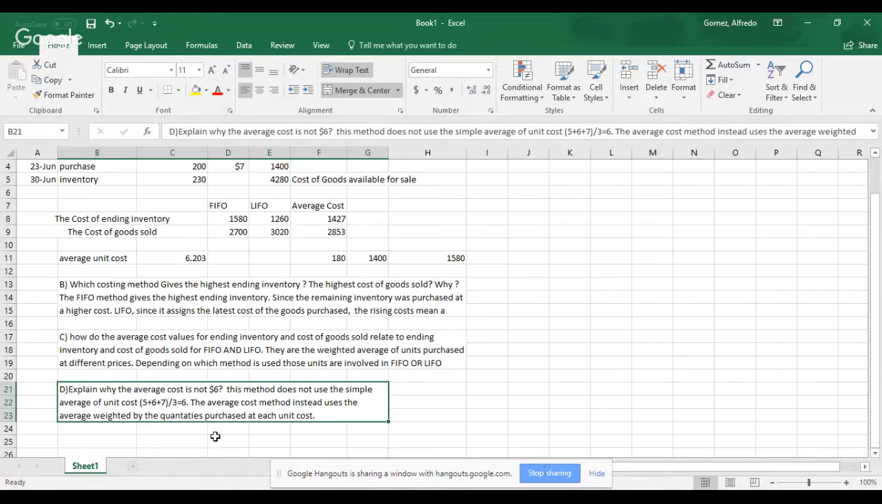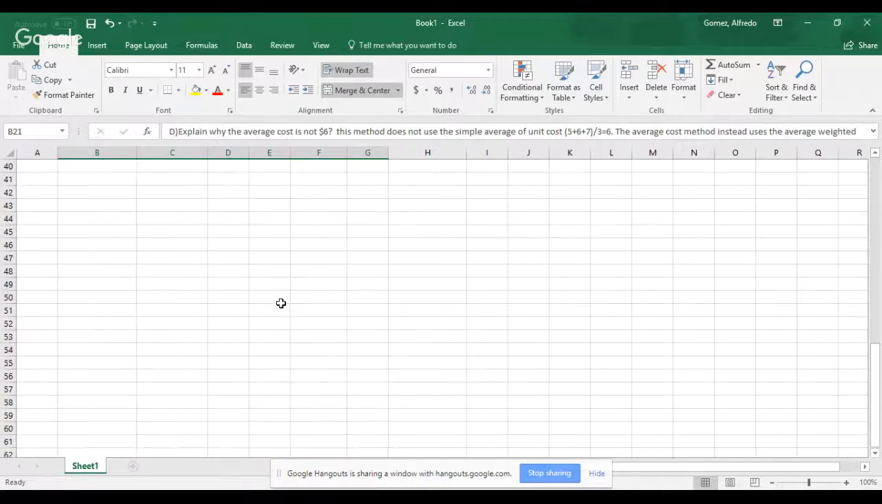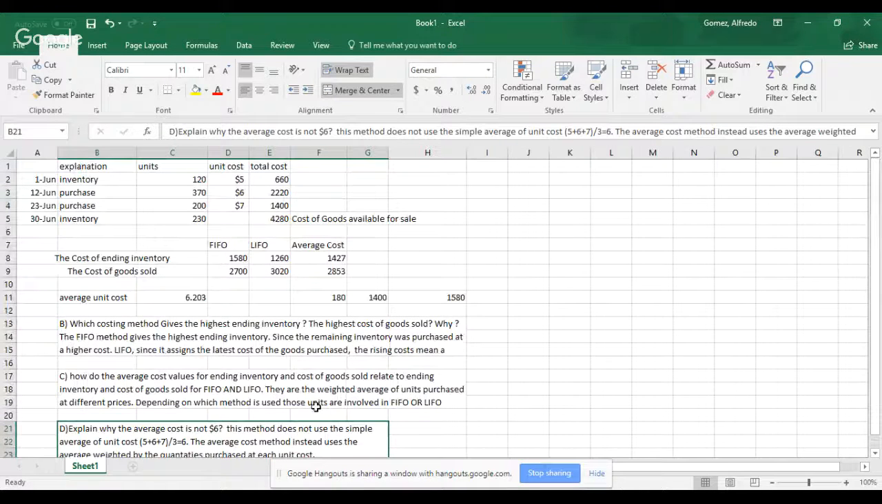Instead, the average cost method uses the average weighted by the quantities purchased at each unit cost, meaning the 4280 divided by the number of units that have been purchased at each period. That is my presentation, and thank you.